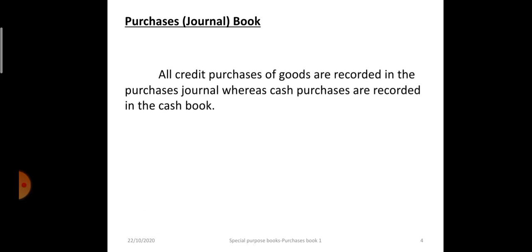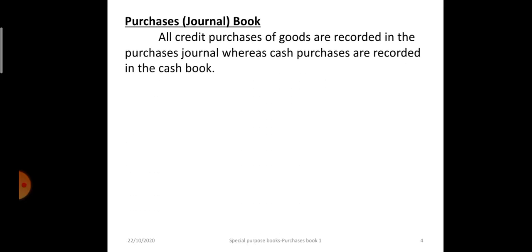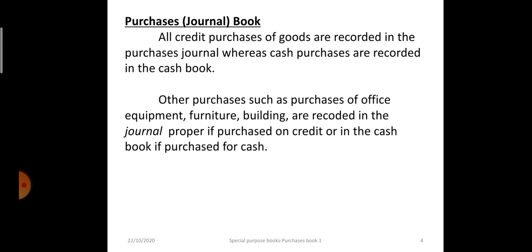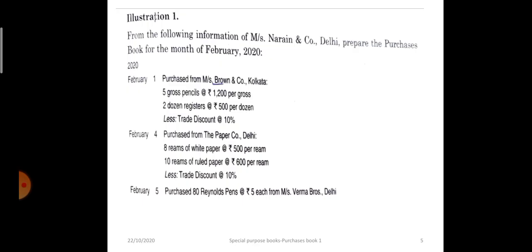Purchase book or purchase journal records all the credit purchases of goods. If goods are purchased in cash, it will be recorded in cash book. If other items are purchased, like fixed assets, if purchased for cash, it will be recorded in cash book, and if purchased on credit, it will be recorded in journal proper. Now we will take one illustration from our book.